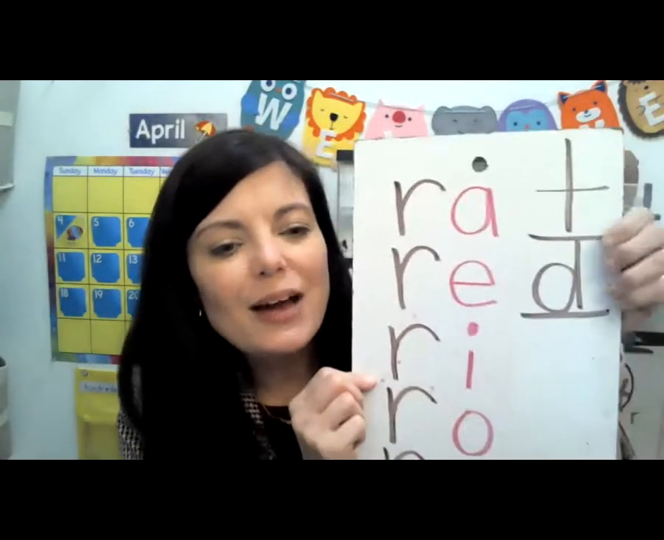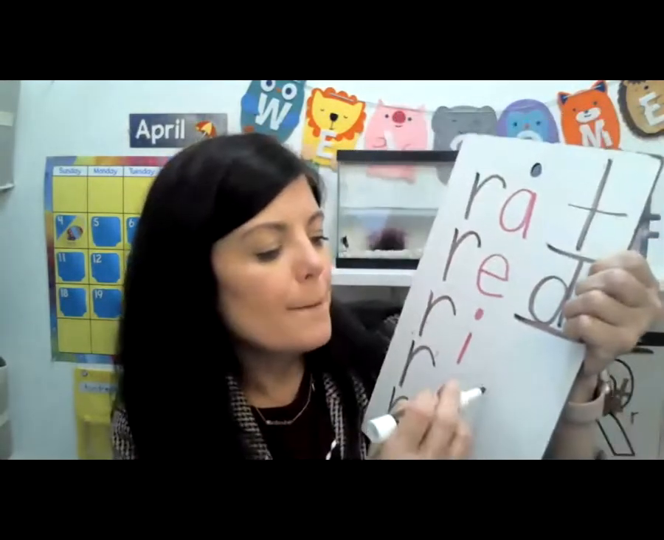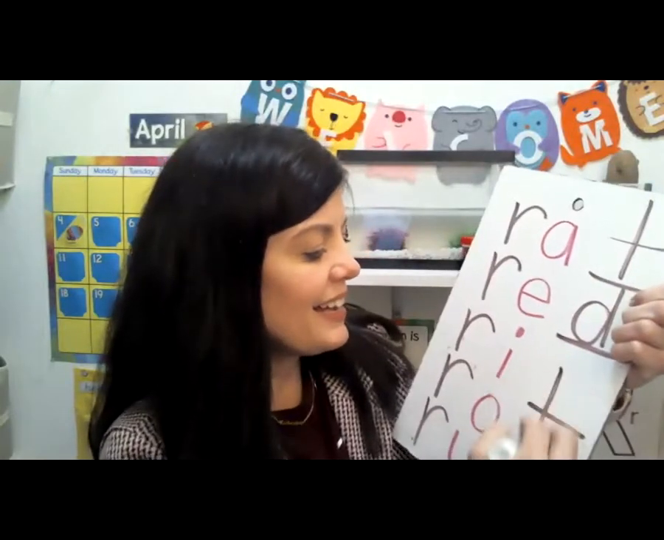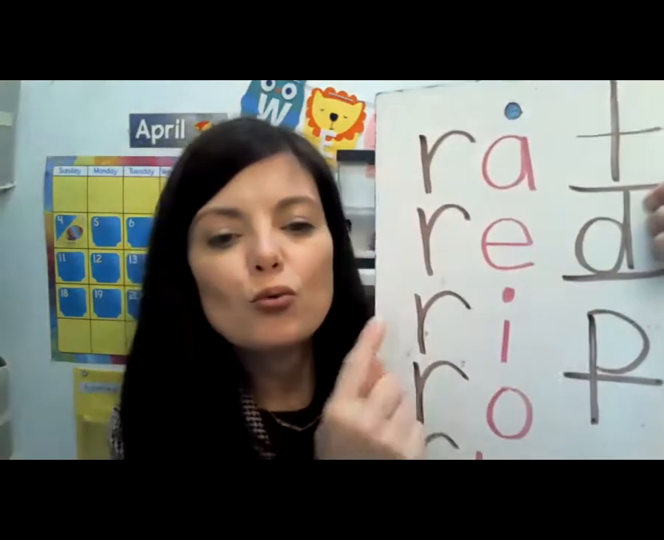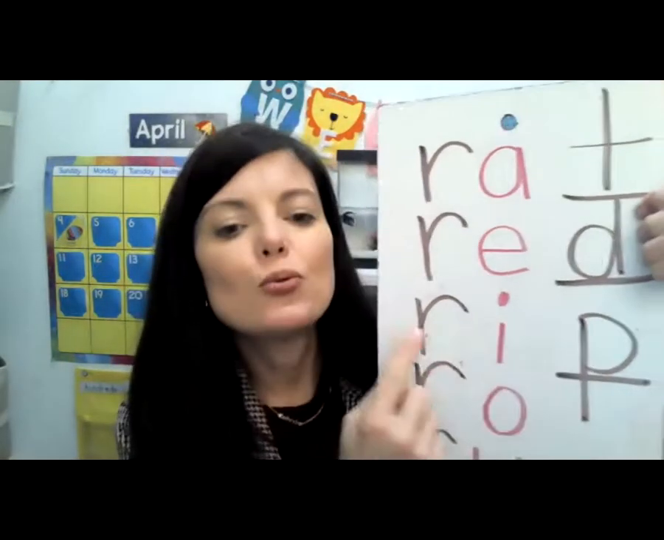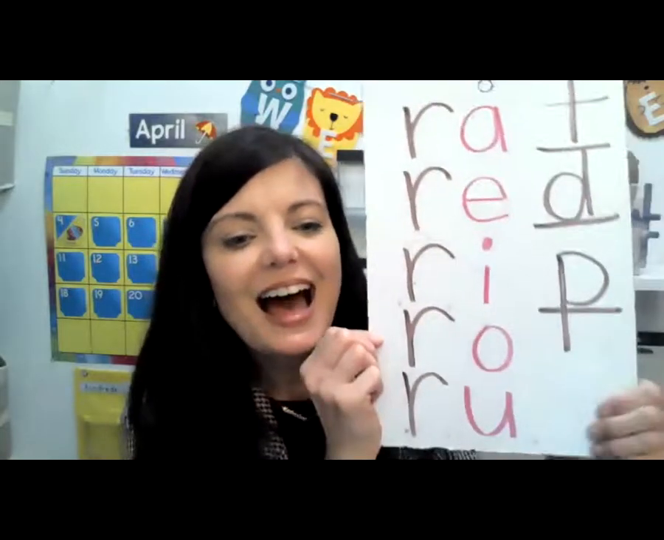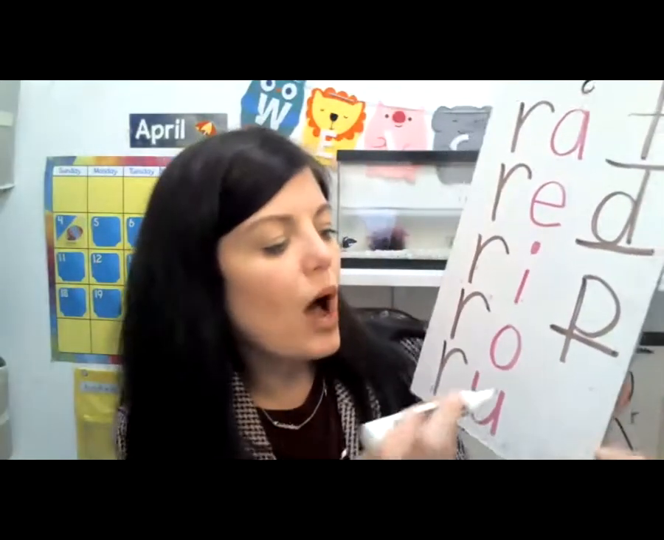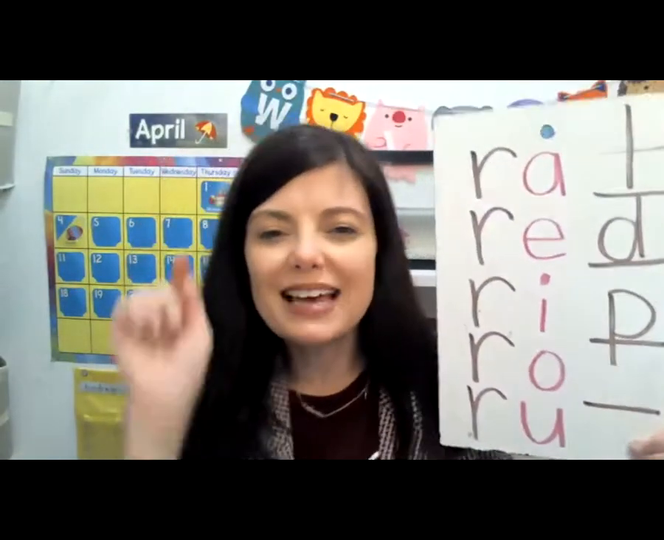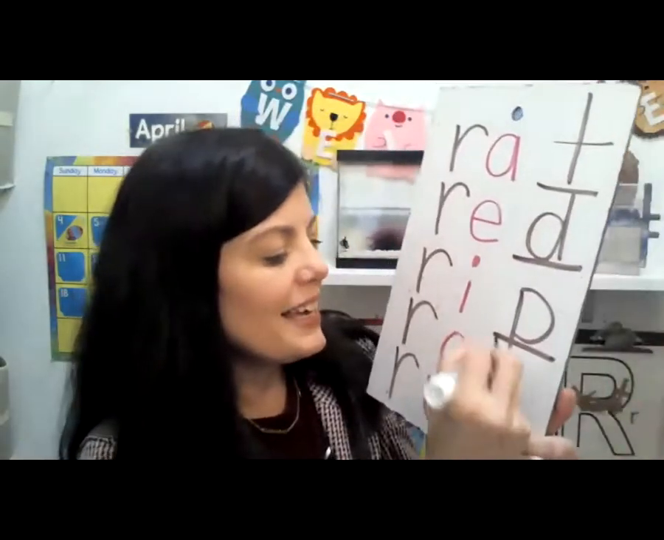I want this next one to say rip. So what letter says p, p, p, like popcorn? That's letter P. Let's read. Rip, rip. I want this next one to say rob. So what letter says b, b, b, b, like popping bubbles? That's letter B.